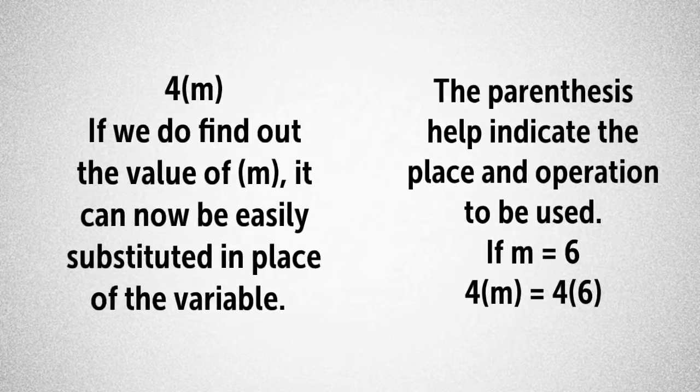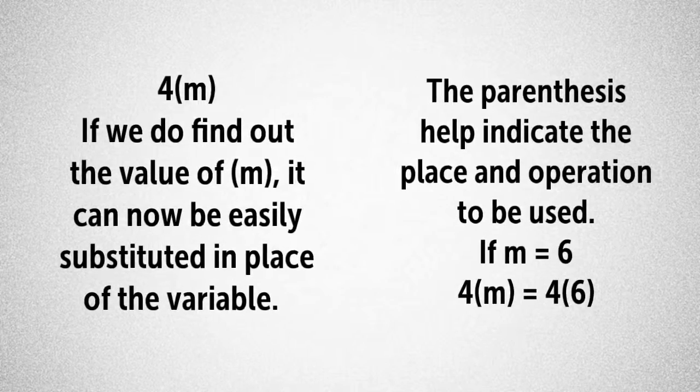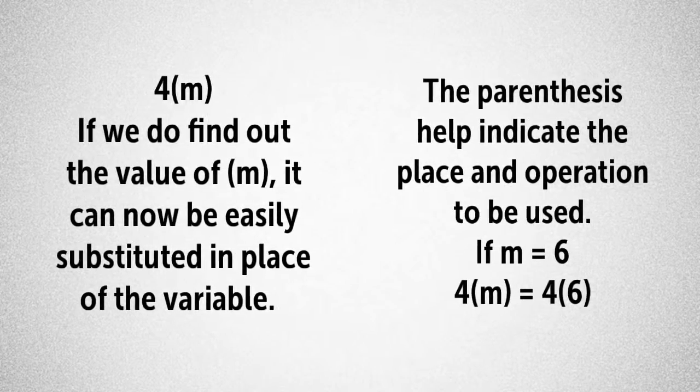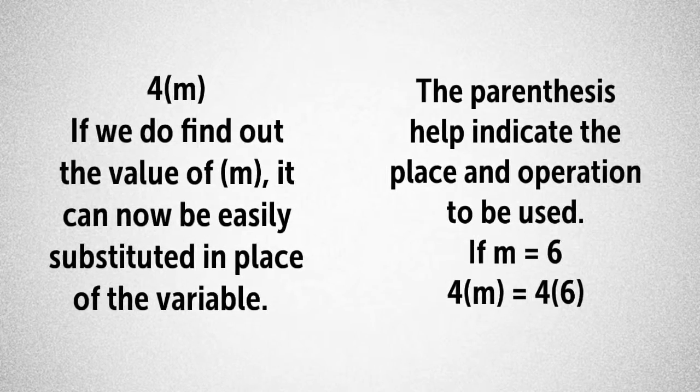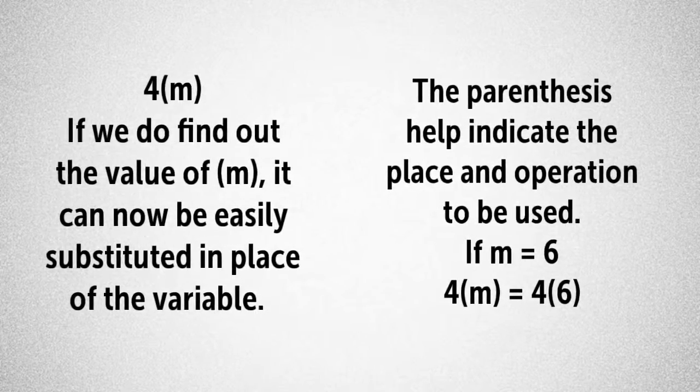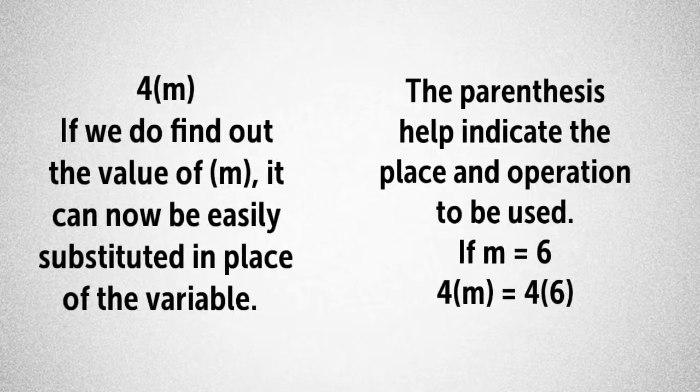When you see a variable used in mathematics, the best first step is to enclose each variable in its own set of parentheses. Using parentheses in our work will help us. If we do find out the value of M, it can now be easily substituted in place of the variable. The parentheses help indicate the place and operation to be used. If M equals 6, 4 parentheses M is equal to 4 times 6.